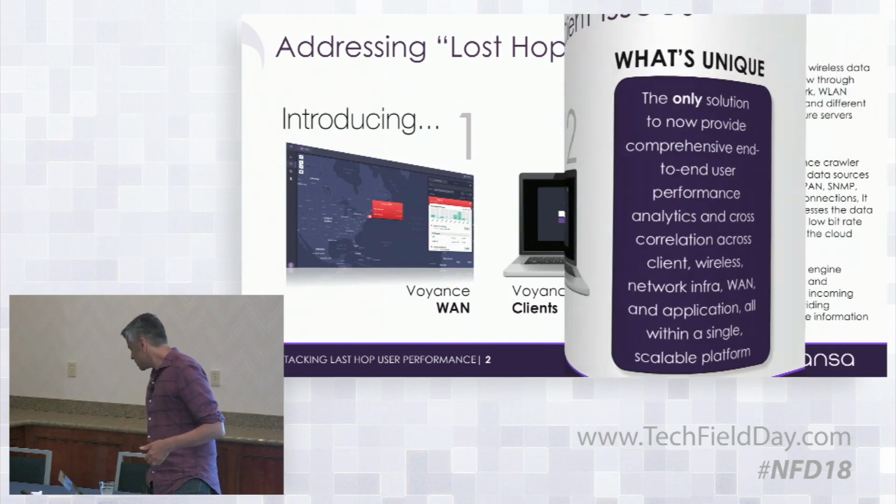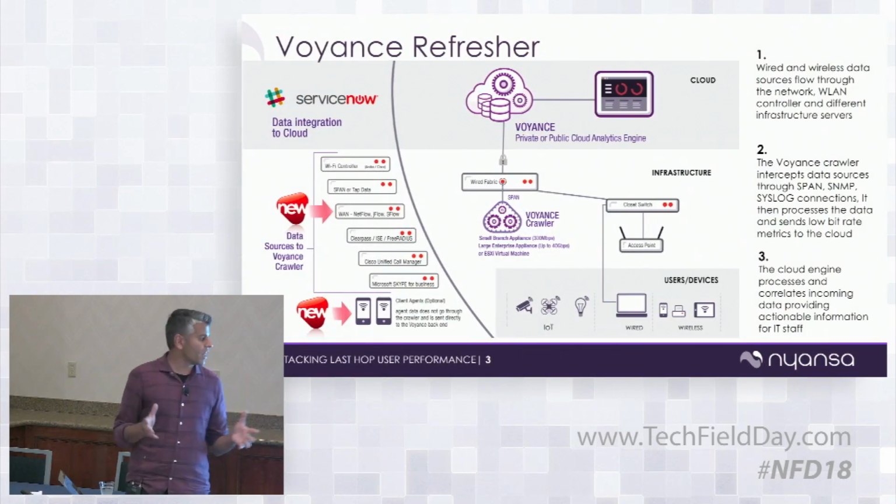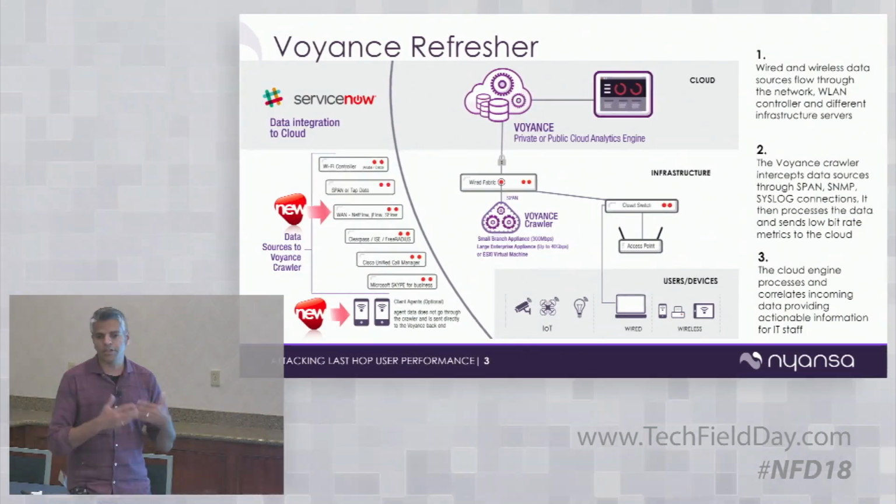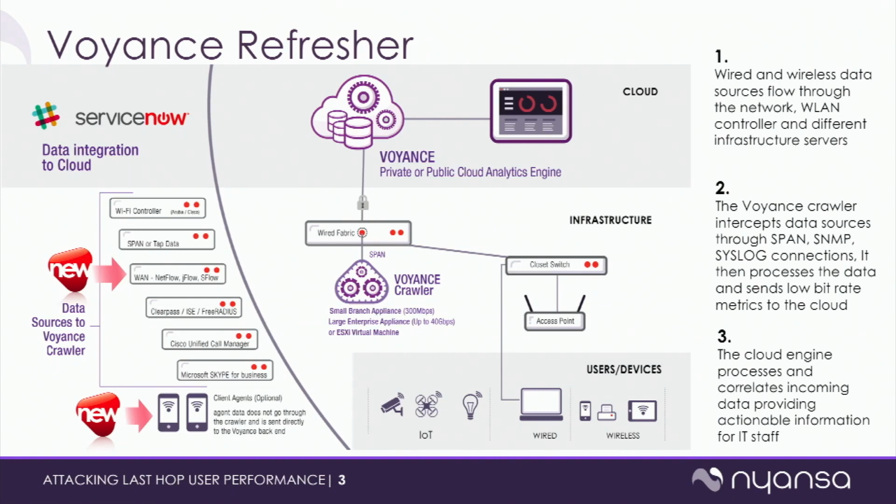So just a bit of a refresher of the overall platform, and how it works, the deployment, and what we do. We sell to enterprise IT, and what we give enterprise IT, the first piece of it is this piece down here we call the crawler, which is something we put on site at an enterprise, and its job is to collect data from the enterprise about user experience.